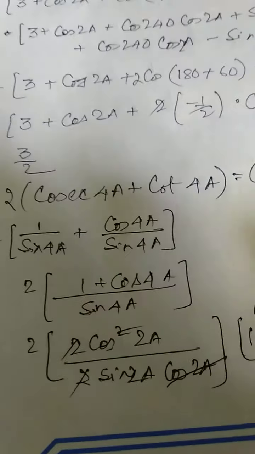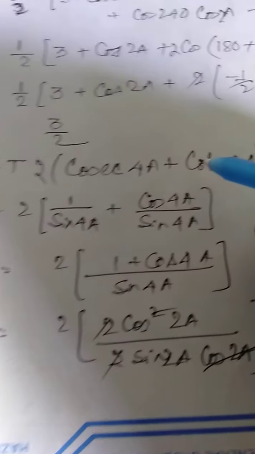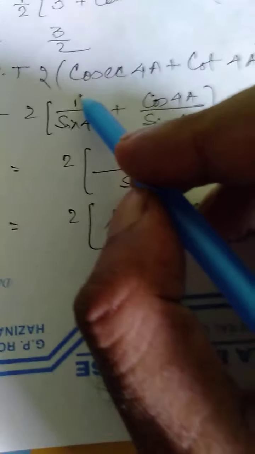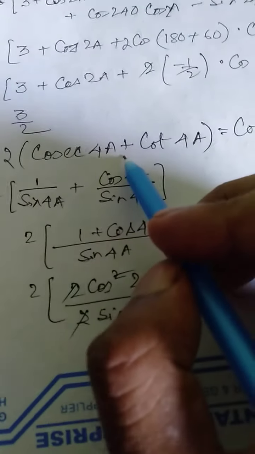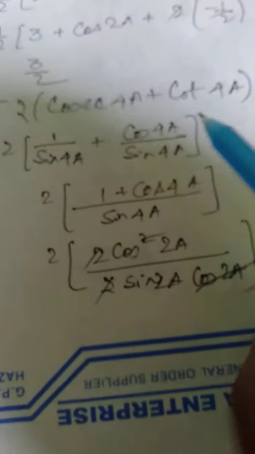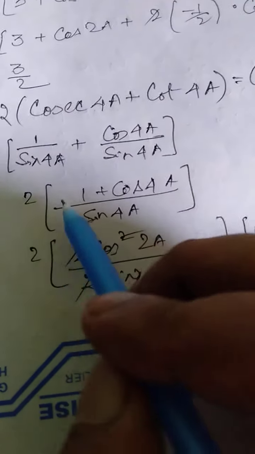Okay. So this way we can do some more sums, I am sending. So now let's come to this. Question number 4. Prove that 2 (cosec 4A plus cot 4A) is equal to cot A minus tan A. Now what is cosec 4A? 1 by sin 4A. And cot 4A, cos 4A by sin 4A. So what we are getting? (1 plus cos 4A) by sin 4A.